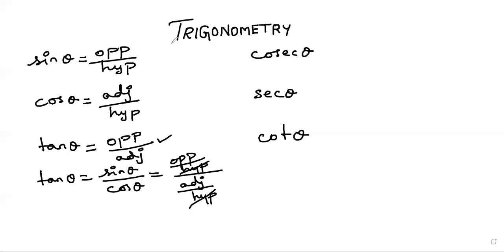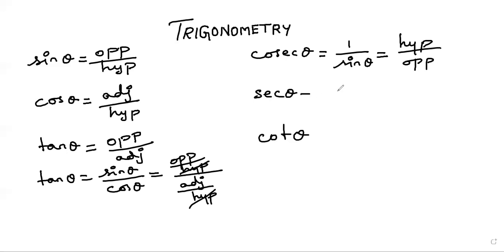And now, what is cosecant? Cosecant theta is known as 1 by sine theta. So already I told you what is sine theta. What is sine theta? Opposite over hypotenuse. So here you should just reciprocal this value. What should you do? Hypotenuse over opposite will be the value of cosecant theta.